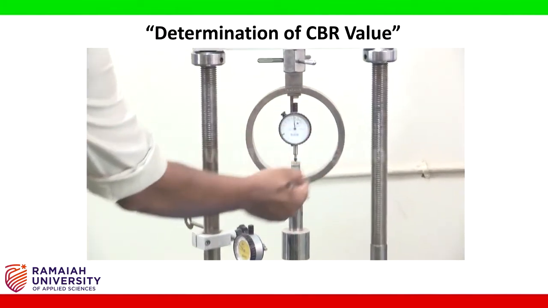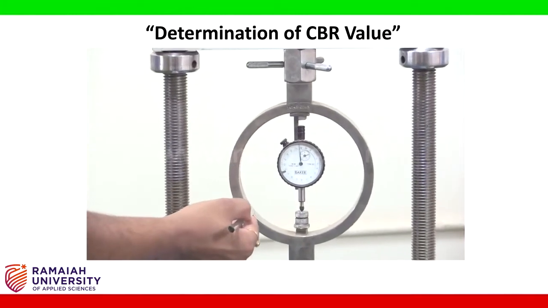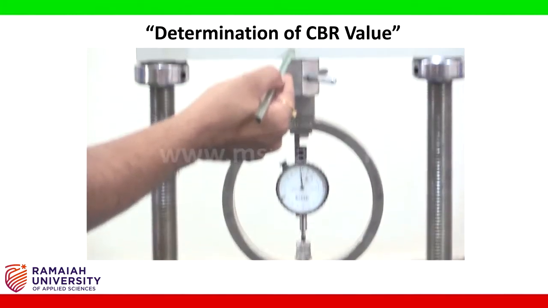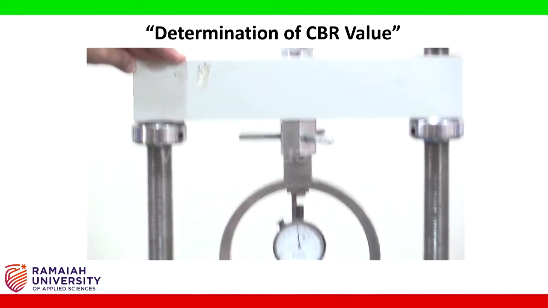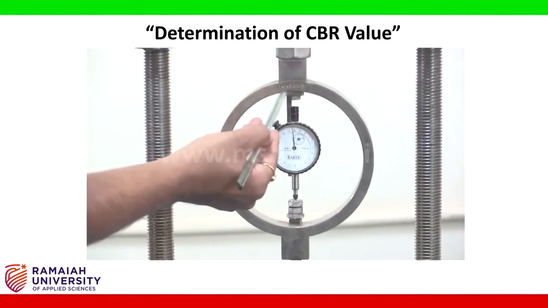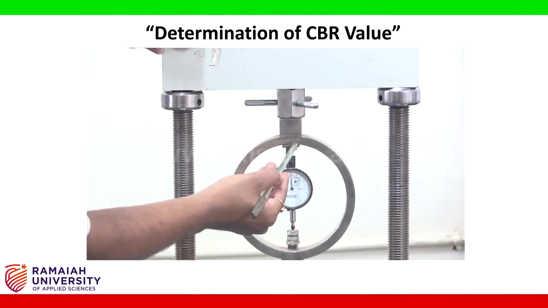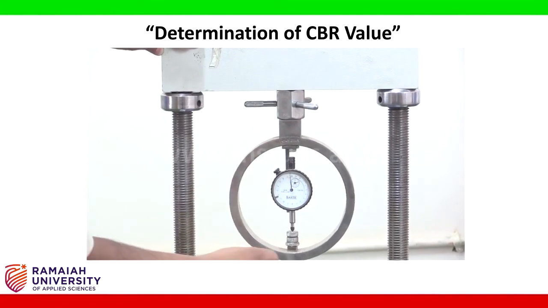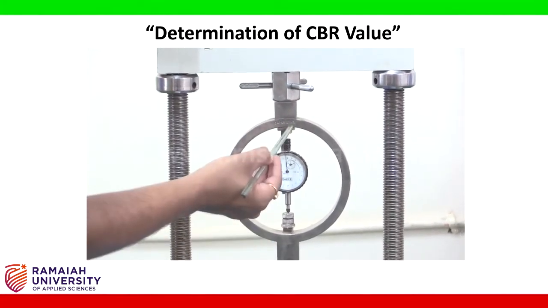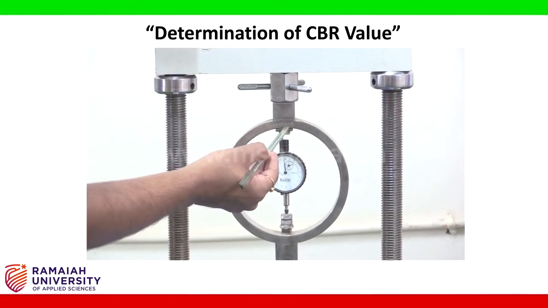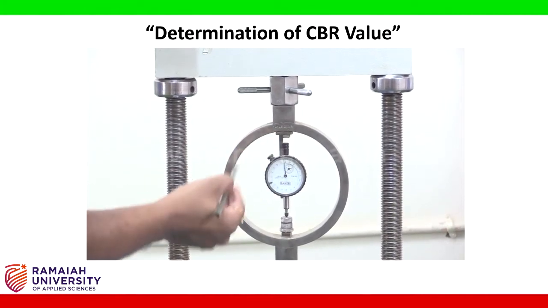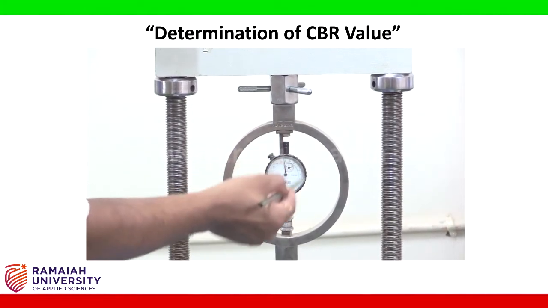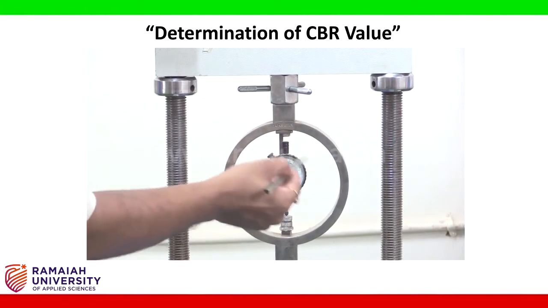This is what we call the proving ring. This proving ring is attached to the reaction frame, and it has the capacity mentioned here at the top. The proving ring that we are using for this test is of 25 kilonewton capacity. This proving ring also has a dial gauge which we call the load dial gauge.